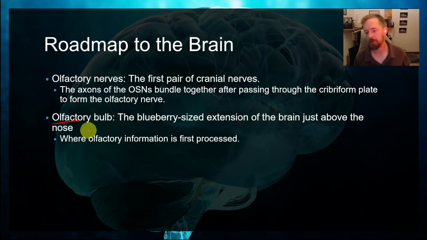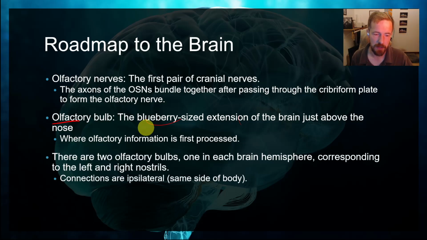But the olfactory bulbs are these thin tendrils that are blueberry size, as the book refers to it, just above where the nose is, and that is going to process some of these signals and then escort them later to the brain.